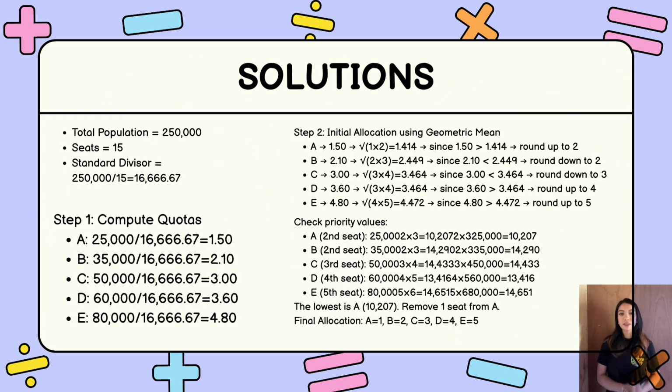Here's the step-by-step process. 1. Give each region 1 seat first. 2 is calculate the priority values using the formula. 3. Assign the next seat to the region with the highest priority value. 4. Update the seat count and recompute the priorities. 5th is repeat the process until all 15 seats are allocated.